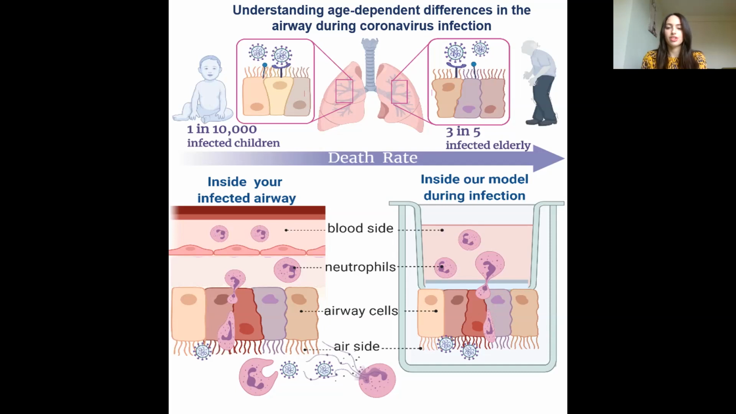Sadly, the death rate is increasing in individuals over the age of 50. And recent reports have shown that 3 out of 5 patients aged over 70 have died from coronavirus disease, whilst only 1% of children are affected, and only 1 in 10,000 infected children have died from coronavirus disease. However, the reasons why, we honestly don't know.